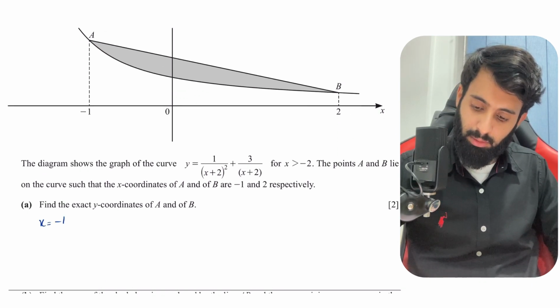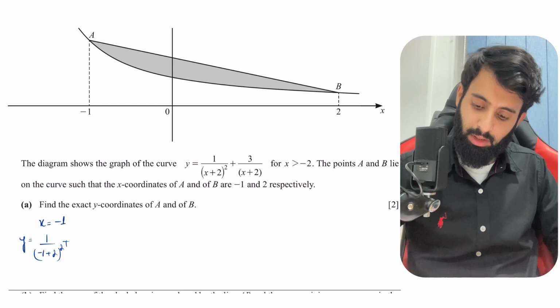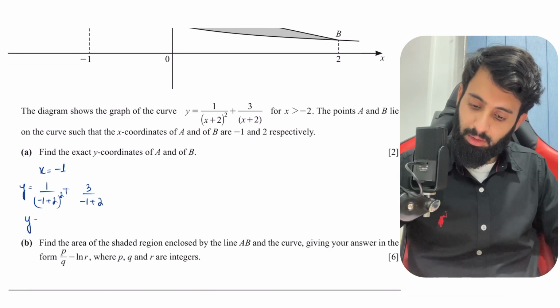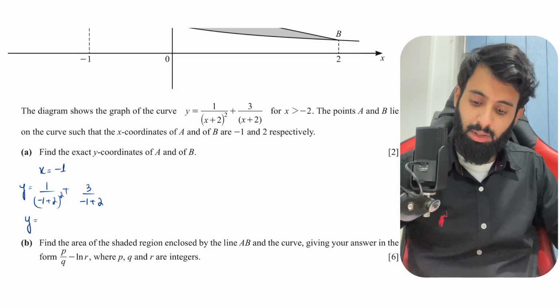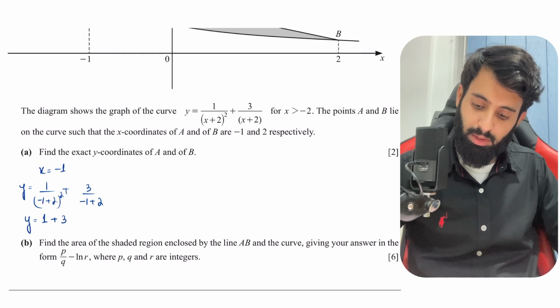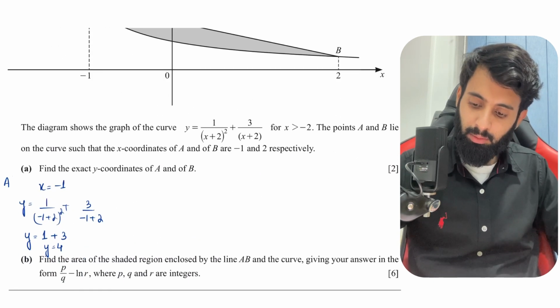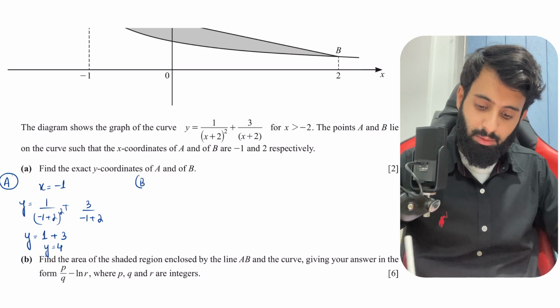So when x is equal to minus 1, let's see what y is equal to. y is equal to 1 over (minus 1 plus 2), the whole thing squared, plus 3 over (minus 1 plus 2). So this is going to be equal to minus 1 plus 2 is 1, the square of which is 1, plus minus 1 plus 2 is 1 again, so 1 plus 3, that means y is equal to 4. So the y coordinate of A is basically equal to 4. And then let's do the same for B.